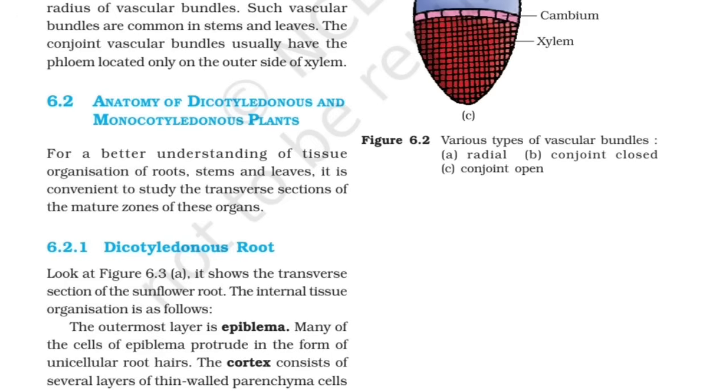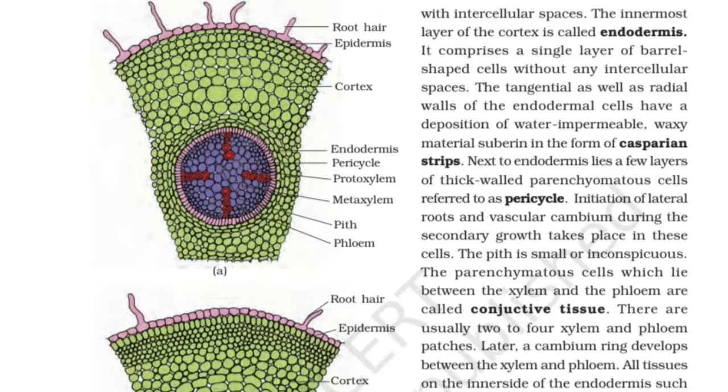The cortex consists of several layers of thin-walled parenchyma cells with intercellular spaces. The innermost layer of the cortex is called endodermis. It comprises a single layer of barrel-shaped cells without any intercellular spaces. The tangential as well as radial walls of the endodermal cells have a deposition of water-impermeable, waxy material, suberin, in the form of Casparian strips.